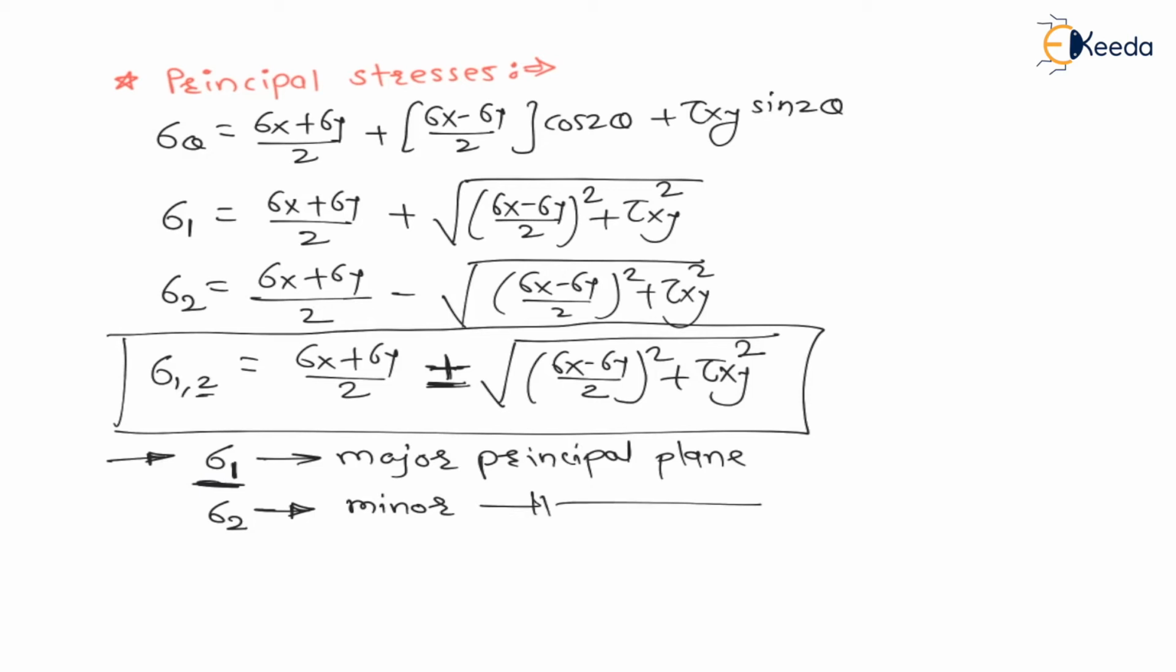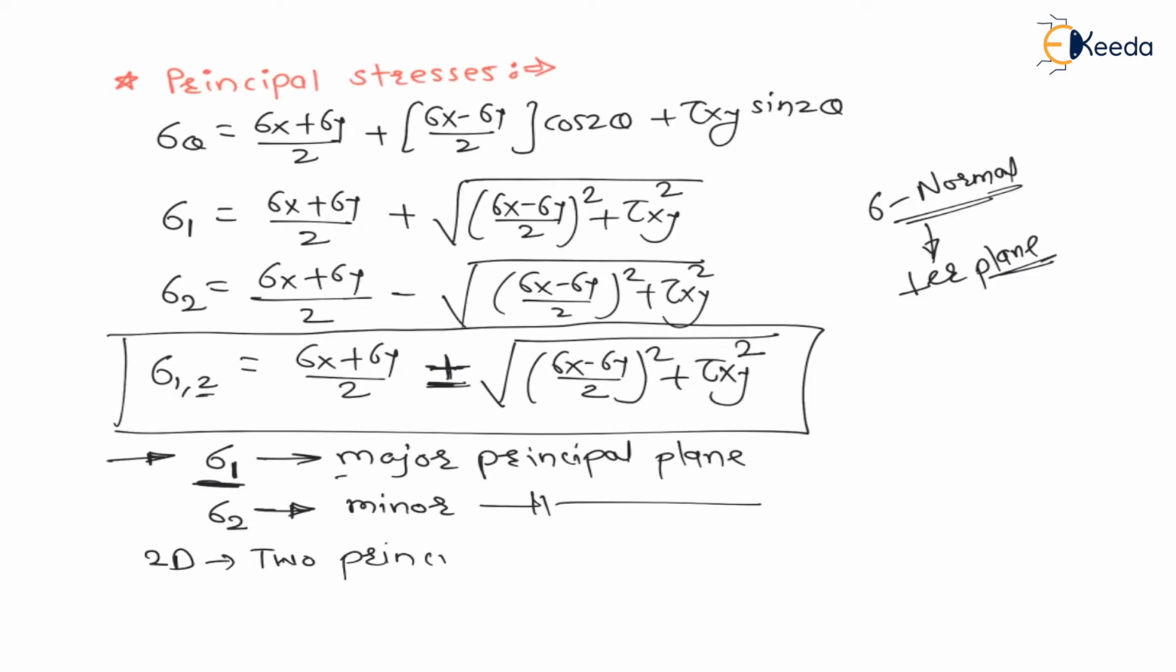Now understand here, as sigma is normal stress, that means this stress is perpendicular to the plane. This sigma is perpendicular to the plane, means for major principal plane, sigma 1 is perpendicular. For minor principal plane, sigma 2 is perpendicular, right? This is how we can call it. Now for 2D loading there are two principal planes, that is the minor principal plane and the major principal plane.